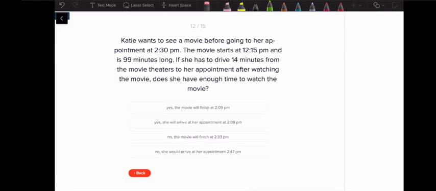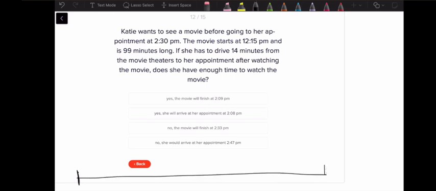The next problem states, Katie wants to see a movie before going to her appointment at 2:30 p.m. The movie starts at 12:15 p.m. and is 99 minutes long. If she has to drive 14 minutes from the movie theater to her appointment after watching the movie, does she have enough time to watch the movie? Well, let's see. Start with our timeline. She has to be at her appointment by 2:30 p.m. I'm going to start this at 12 o'clock. Going by intervals of 30, I'm going to be at 12:30, 1 p.m., 1:30.